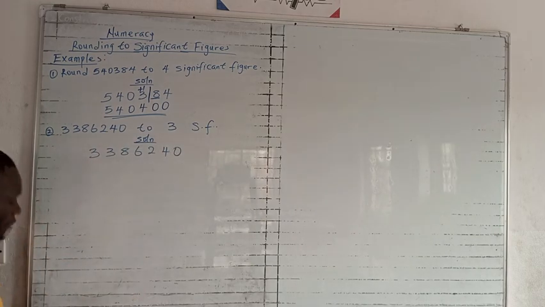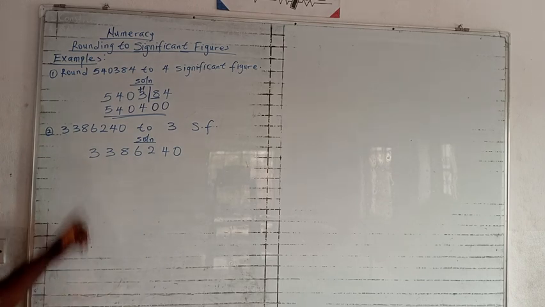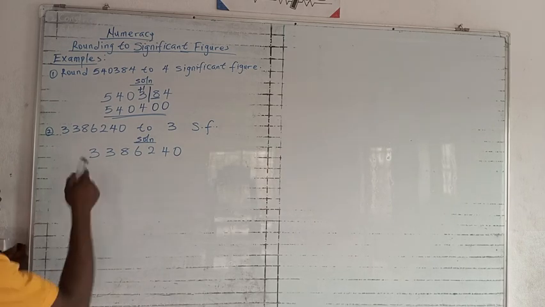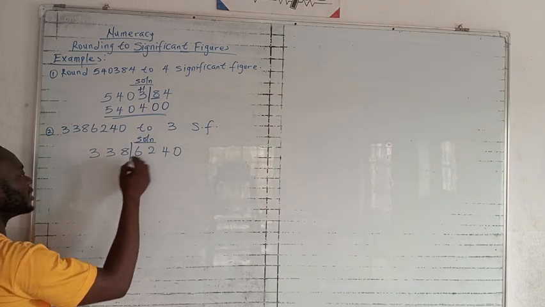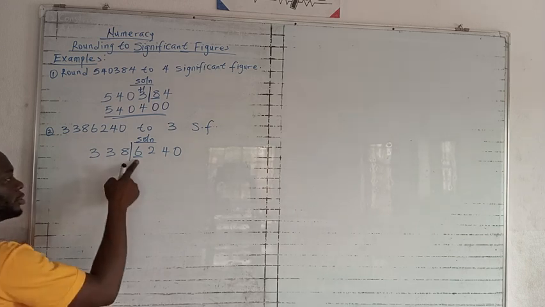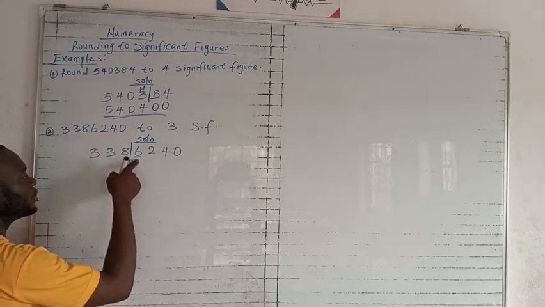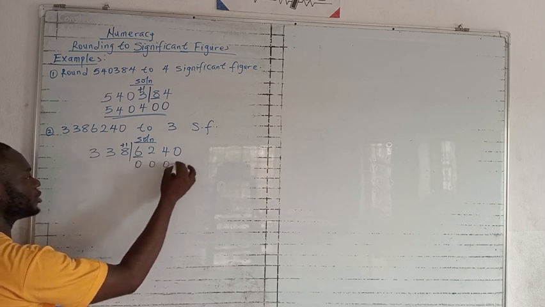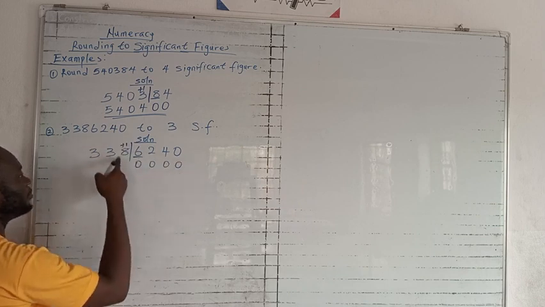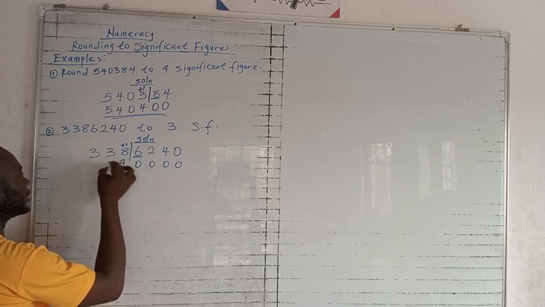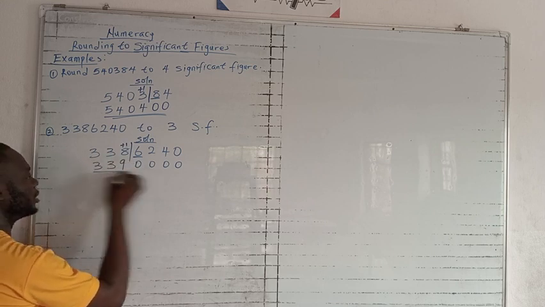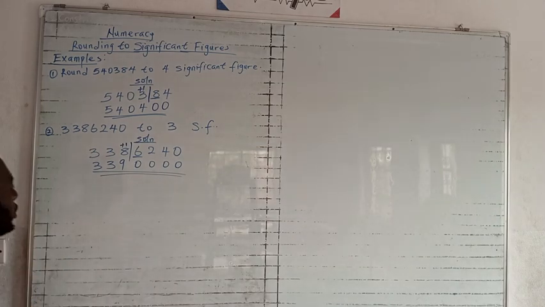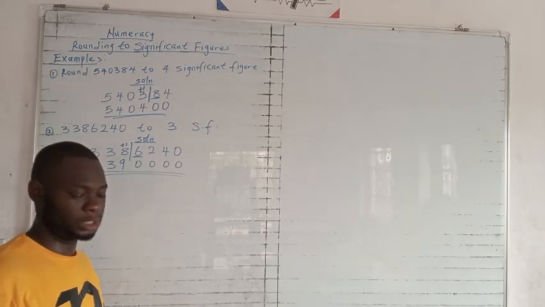3,386,240. To round these to three significant figures, like I said, we start from the highest place value to count. So let's go. 1, 2, 3. We have our slash and we consider the number here. Group A, Group B, Group B. So we add 1 here. Here becomes 0. Here becomes 0. Here becomes 0. Here becomes 0. 1 plus 8, 9. Bring down your 3. Bring down your 3. And the answer now becomes 3,390,000.